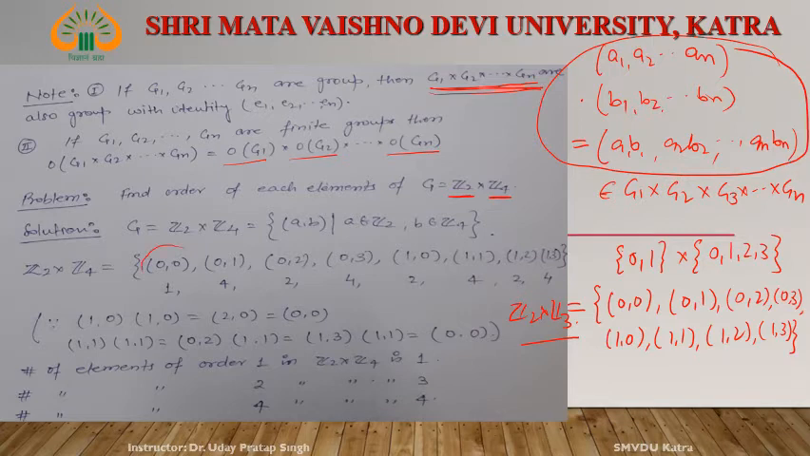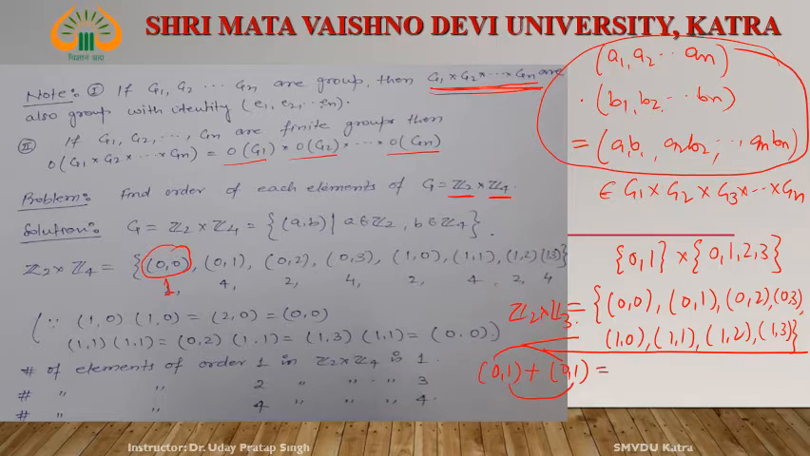(0,0) is the identity, therefore its order is 1. Right? Now (0,1). What is the order of (0,1)? We know that Z2 is a group with respect to addition modulo 2, right? And Z4 is a group with respect to addition modulo 4. So the operation between these is: the first component uses modulo 2 operation and the second component uses modulo 4 operation, right?